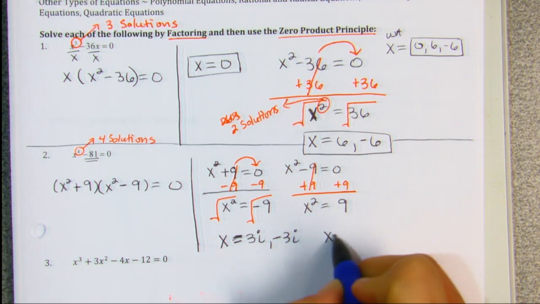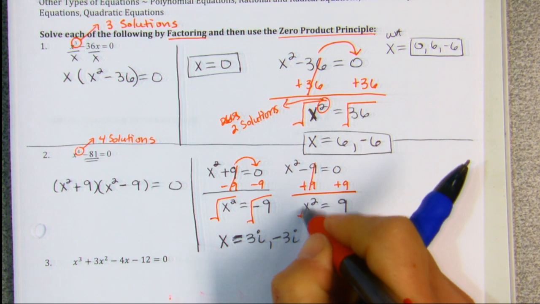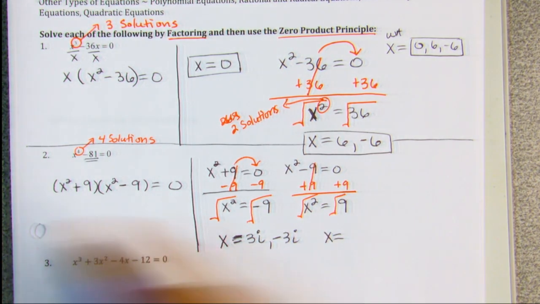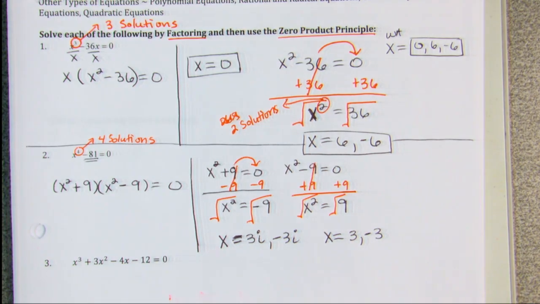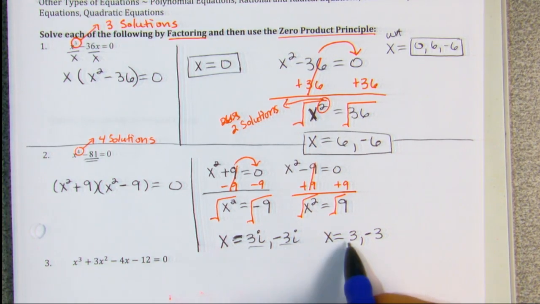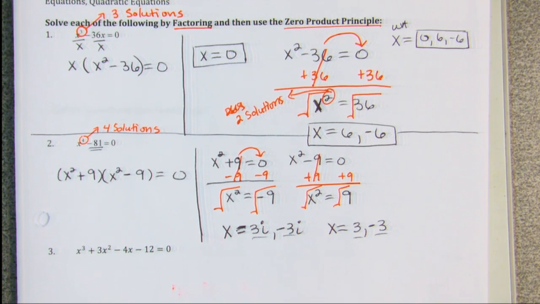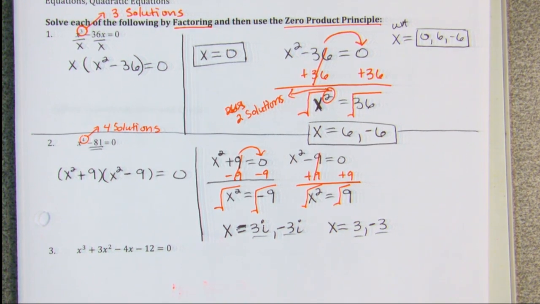What about over here? If I take this square root, this one isn't a negative 9, so it's just a positive 3 and a negative 3. So your 4 solutions are right there: 3i, negative 3i, 3, and negative 3.